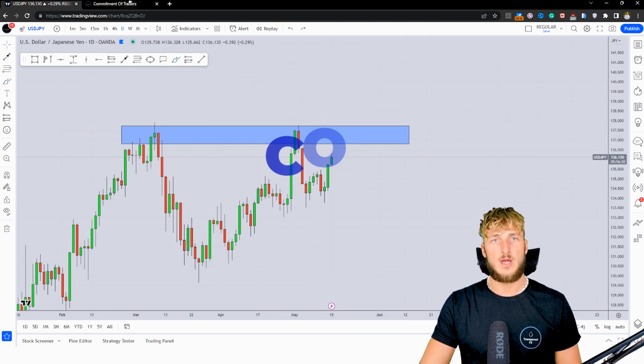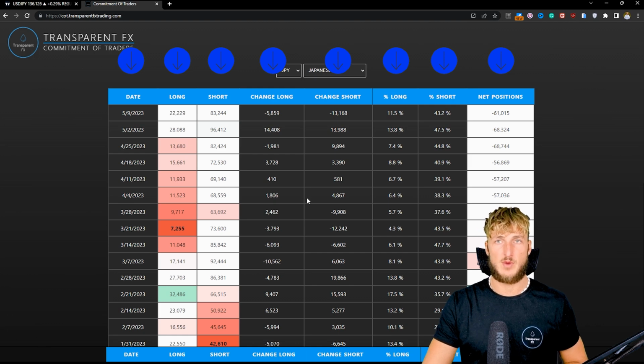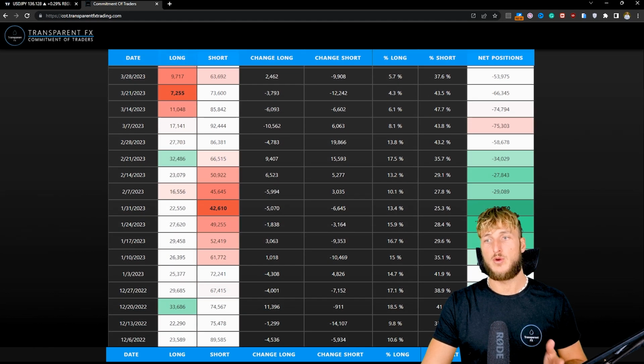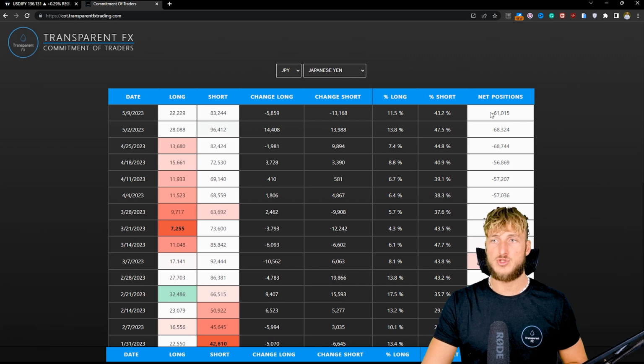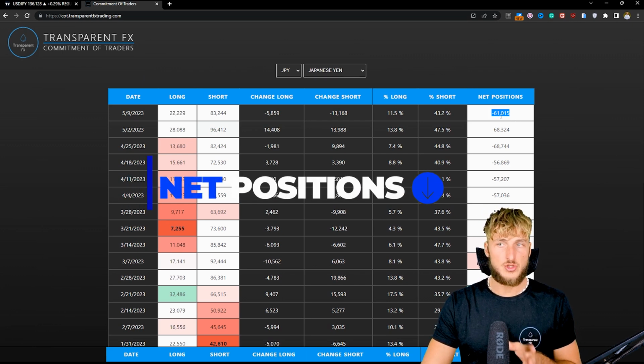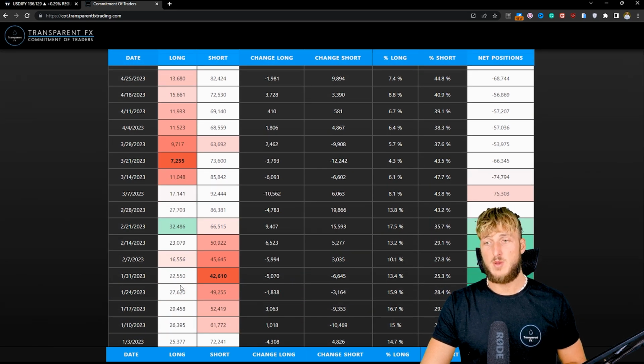Now, if we go and see what we have when it comes to the commitment of traders, so the COT data, which is what the non-commercials, so the biggest speculators in the market are doing, and we check the data precisely for the JPY, we can see how in the long term the JPY is getting weaker, going from minus 20k net positions all the way down to minus 61k net positions. However, in the short term, we're starting to see an increase of the net positions going from minus 68k to minus 61k net positions.